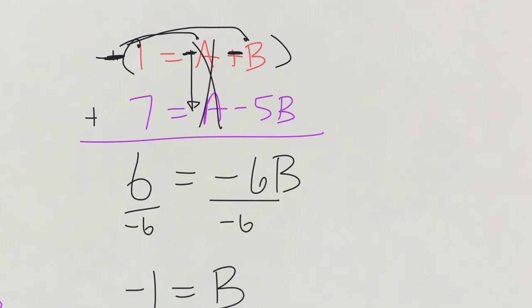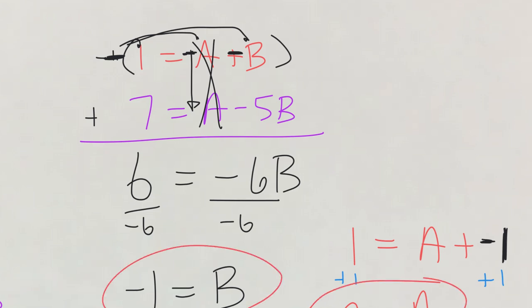Sweet. So now we're going to go back into our 1 equals a plus b, and I'm going to replace b with -1, because that's what I just found out that b was. Solving means I have to add 1 to both sides. 1 plus 1 is 2. So my a value is positive 2, my b value is -1.